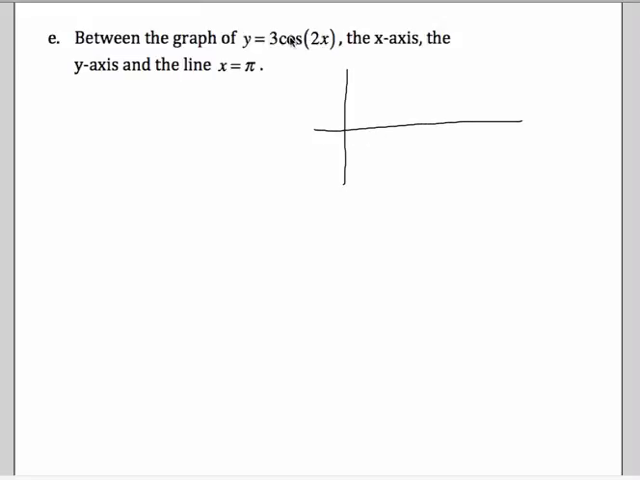Alright, since it's 3 cosine of 2x, the amplitude is 3, and then the b value of 2 means instead of going to 2 pi to finish one revolution, I can go to pi, right? The complete revolution finishes up at pi, and it's pi over 2. So you would start at 3, here's negative 3, and then there's pi over 4, and 3 pi over 4, uh-oh, I said 4.